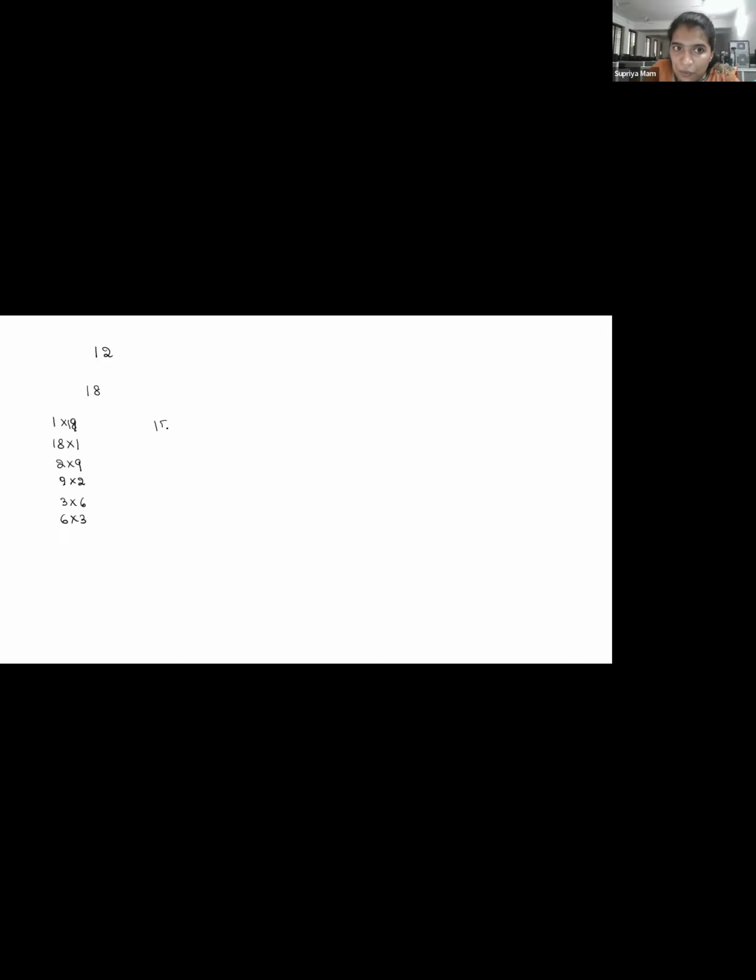If I take 15, 1 by 15, identify all possible orders. 15 by 1, 3 by 5, 5 by 3. There are no other factors. So altogether only 4 different possibilities.